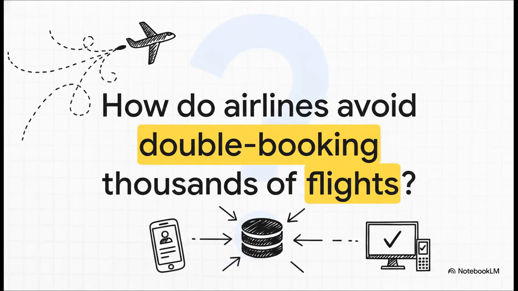I mean, really think about that for a second. You've got thousands of agents, millions of people on websites, all trying to book seats at the exact same time. So how on earth does it all stay perfectly in sync? How is it that the moment you buy your seat, it's instantly gone for everyone else? Well, you guessed it. The magic answer is a really well-designed database.